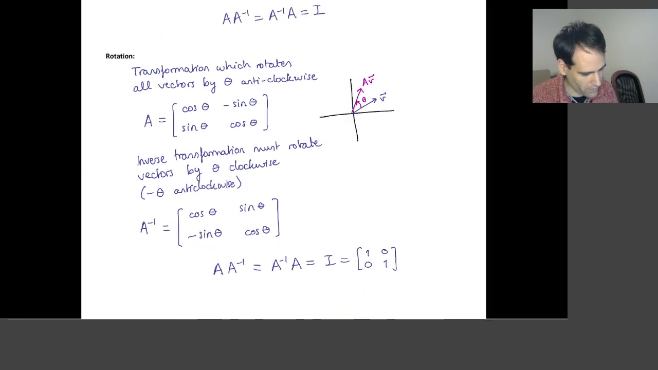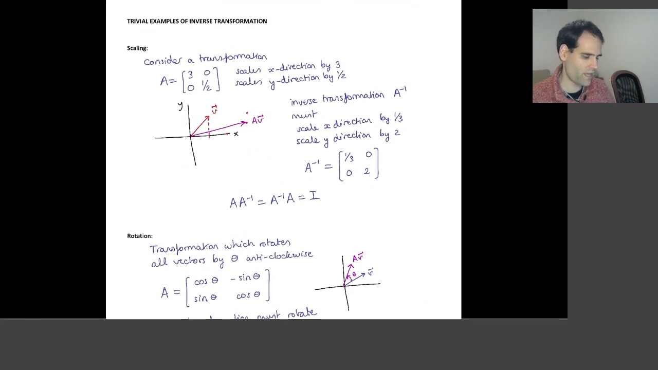So these are two very simple examples of an inverse transformation and the inverse matrix.